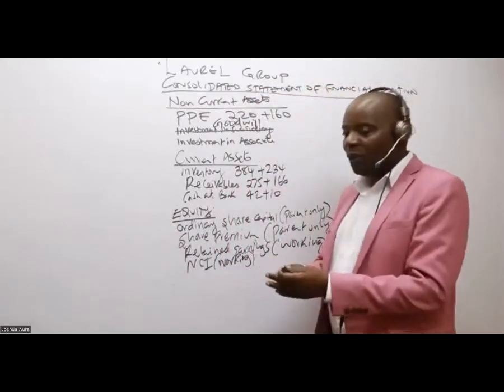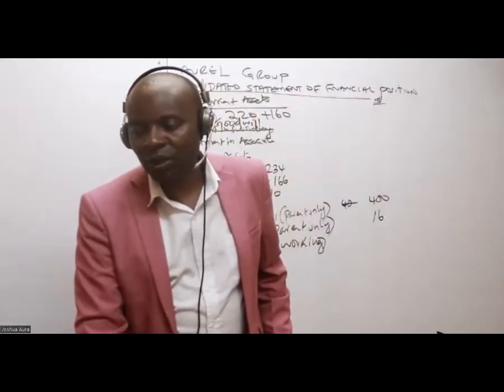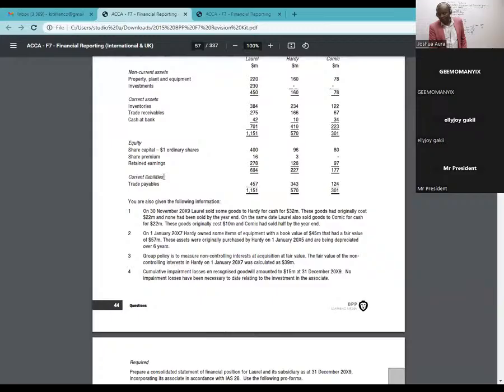So after equities, then we go to the liability section. Now, liability section, we normally start with non-current liabilities. Do we have any non-current liabilities in this case? No. So we have only current liabilities, of which we have the trade payables. So under the trade payables, what do we have here? We have 457 plus 343, like that. So that is it.